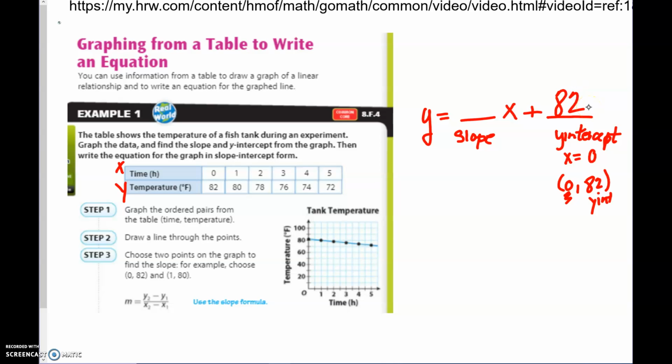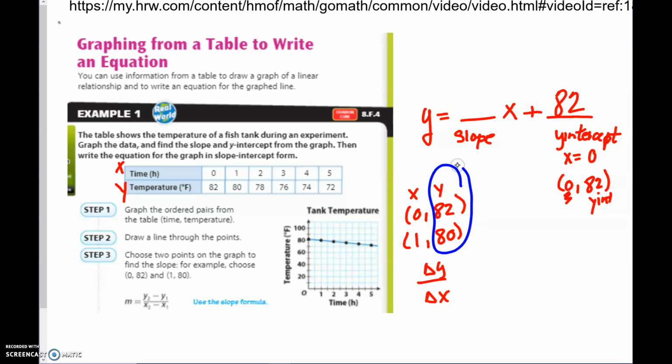Now we need the slope. To find the slope, we need 2 points. You can use any 2 points that you want. I'm just going to use that first ordered pair, 0, 82, and I'm going to use the second ordered pair, which is at 1, 80. So remember, we do change in y over change in x, and the first number is always x, the second number is y. So I'm going to put these y values on top.